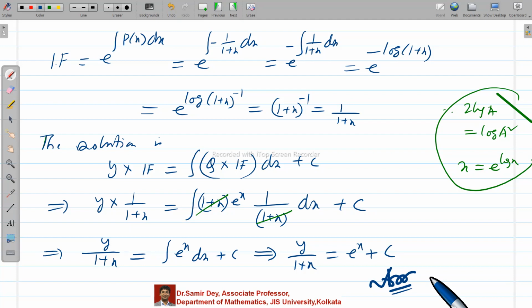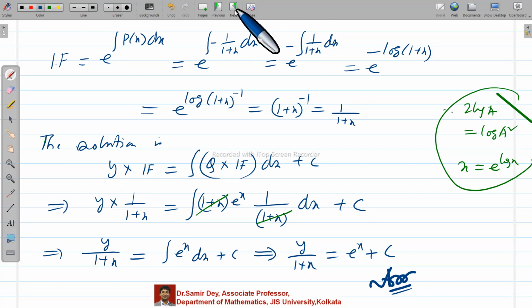What is the format of the solution? It is very easy. y into integrating factor is equal to integral of q into integrating factor dx plus c. After that, you have to substitute the integrating factor into this equation and then solve it, which will provide you the solution of the given differential equation. I think now it is clear to everyone. Okay.